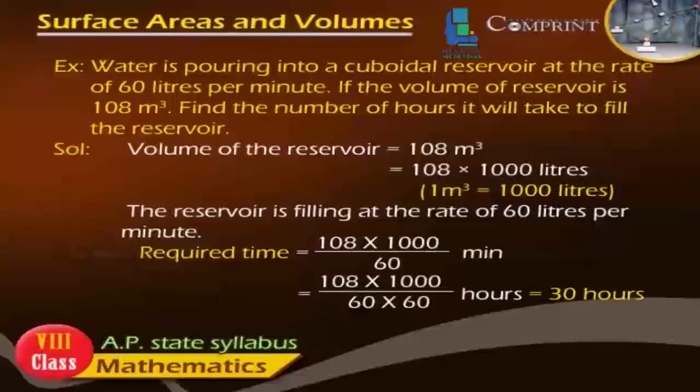The reservoir is filling at the rate of 60 liters per minute. Required time is equal to 108 into 1000 by 60 minutes is equal to 108 into 1000 by (60 into 60) hours is equal to 30 hours.